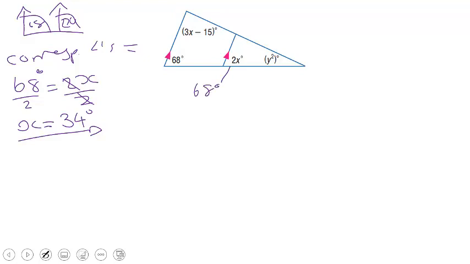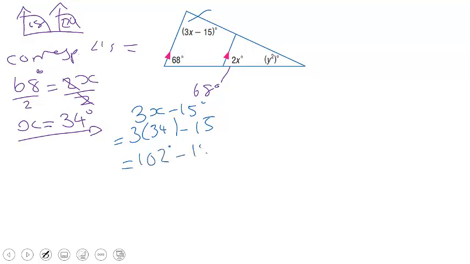And x is 34. Now to solve for that one, we are going to say 3x minus 15 is equal to 3 times 34 minus 15, and that is going to be equal to 102 minus 15, which is equal to 87 degrees. This one is 87. Done. This is basically substituting this into that.